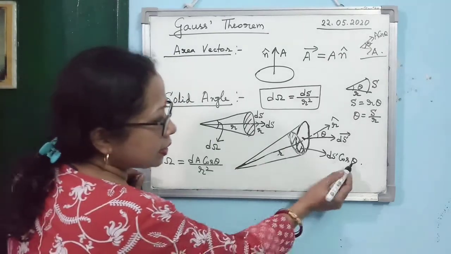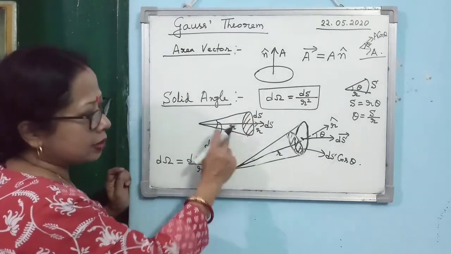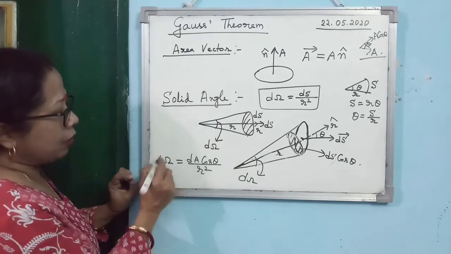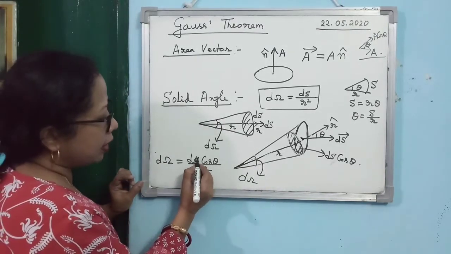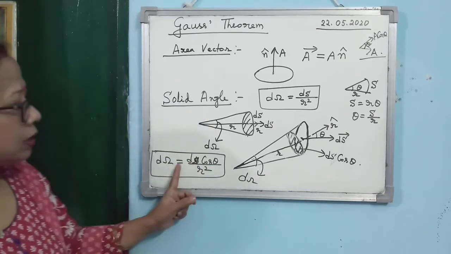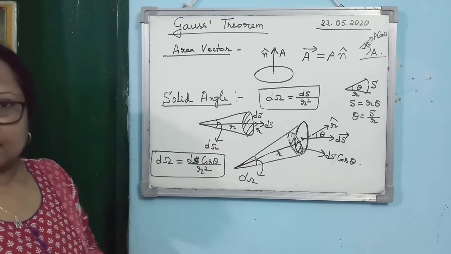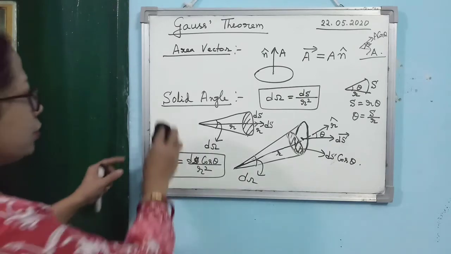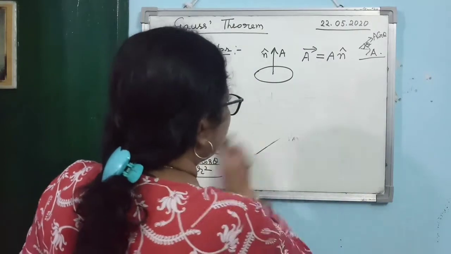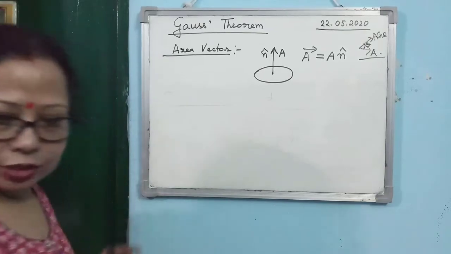Now you see, ds cos theta and r are perpendicular to each other, just like this. So you can write the solid angle d omega. d omega will be ds cos theta by r square. So this is the general relation for solid angle. Is that clear? You have to remember this ultimate relation for the solid angle to understand the next topics in this chapter.